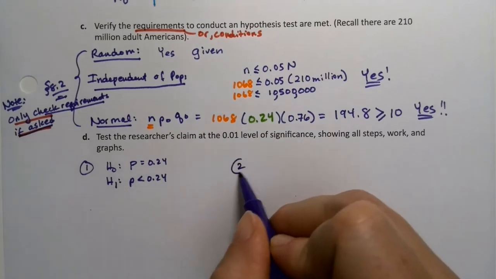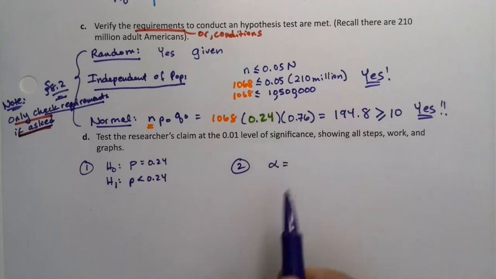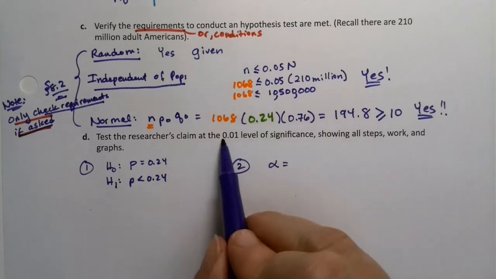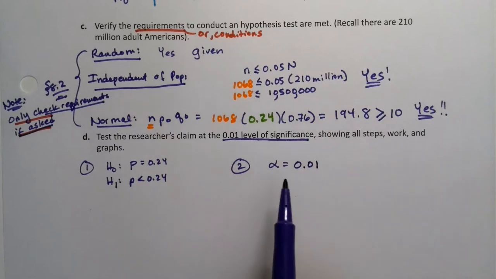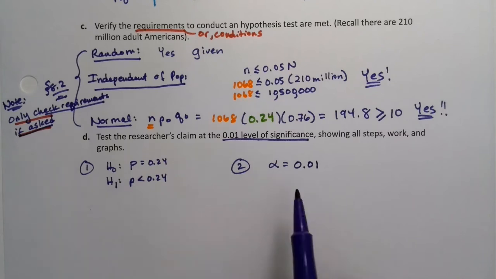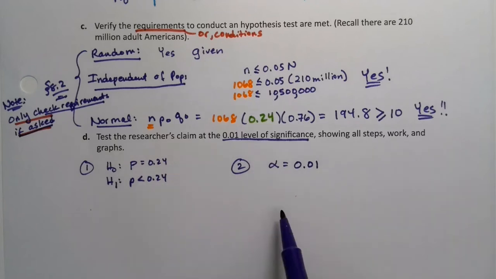Step 2 I'll put over here. Step 2 would be alpha equals 0.01. It says it right here: at the 0.01 level of significance, test this. And remember I said alpha will always be given to you. We're not going to develop alpha. Alpha will just be a set-in-stone decided thing about what you want your level of significance, which is your probability of a type 1 error, and you go with it.